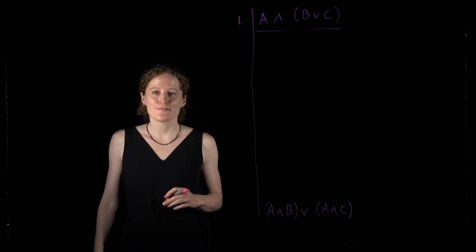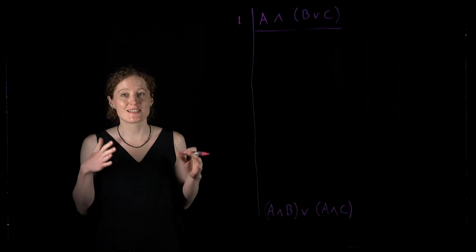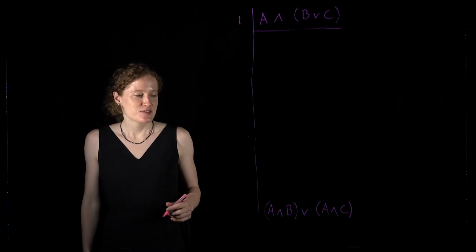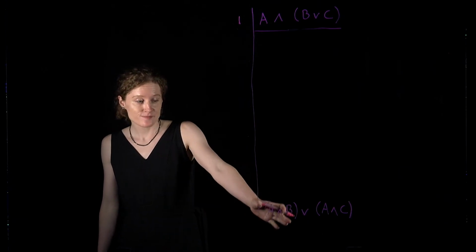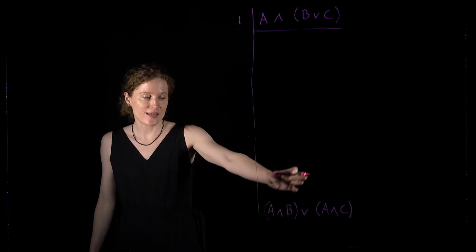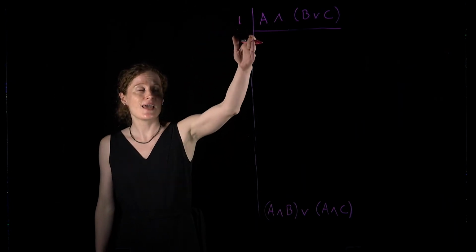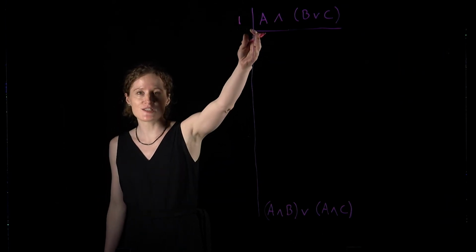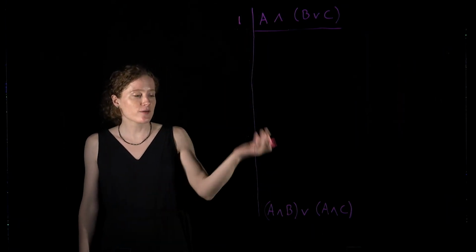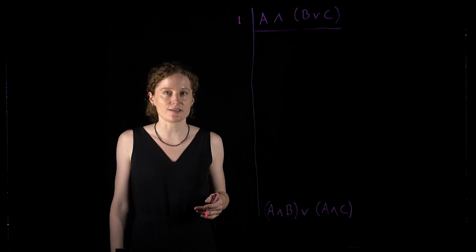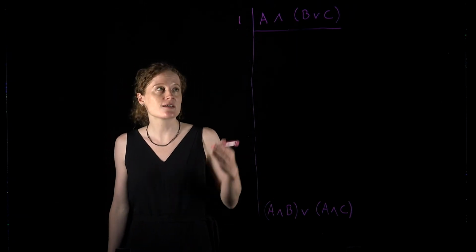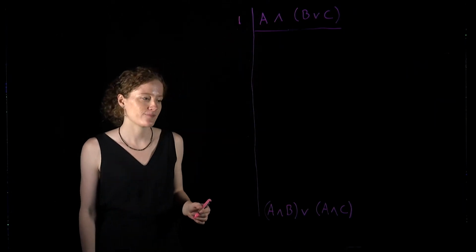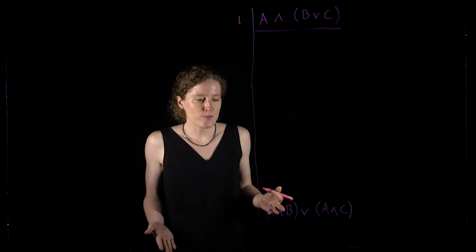Here's an example of a Fitch-style proof illustrating the use of disjunction introduction and disjunction elimination. So we are proving a disjunction, A and B, or A and C, from the assumption that A and B or C. So our assumption is a conjunction, the main connective is a conjunction sign, and the conclusion is a disjunction, the main connective is a disjunction sign. And as always, I've drawn a Fitch bar underneath my premise and labeled the first line 1. So how can we prove this?